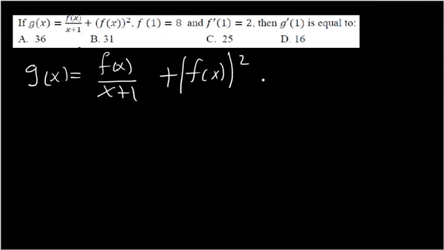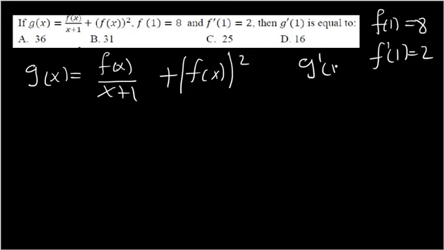And then what is asked? We have f of 1, we have the value, which is 8. And f derivative of 1 also is given to us, which is 2. And then we are asked to find g derivative at 1. Okay, this is the asked one. Therefore, we need to derive g first.